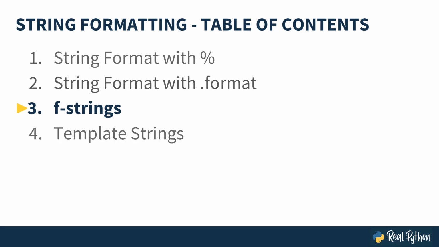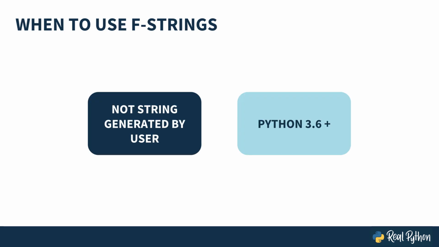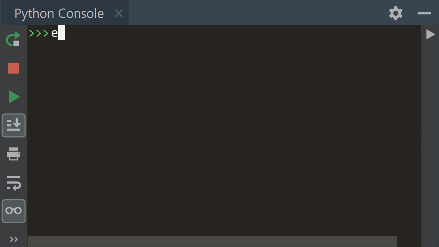Moving on to the third major way of formatting strings, f-strings. F-strings were released in Python 3.6 and streamlined the way that we format strings. So when should we use f-strings? As I mentioned, Python 3.6 and later versions support f-strings, and you should use them when it's not a string generated by a user of your program.